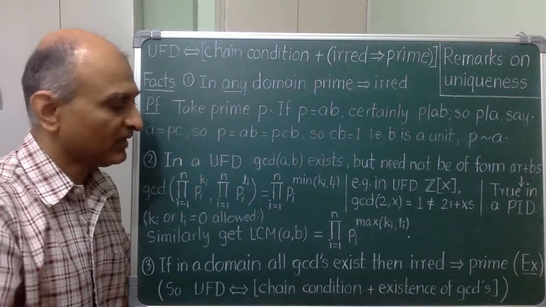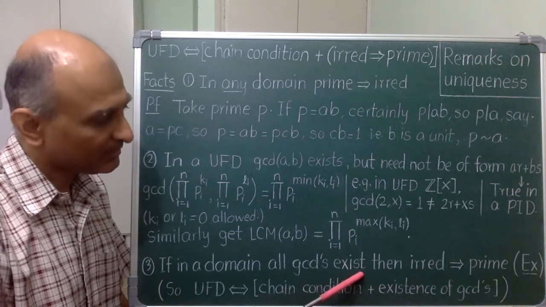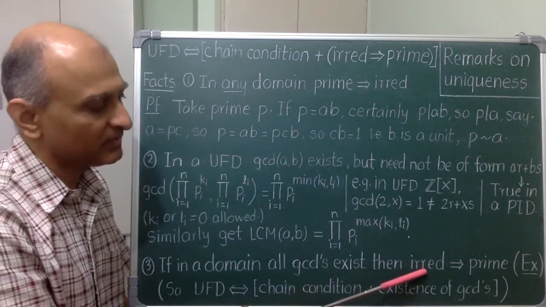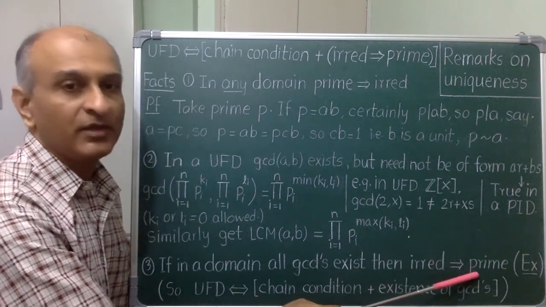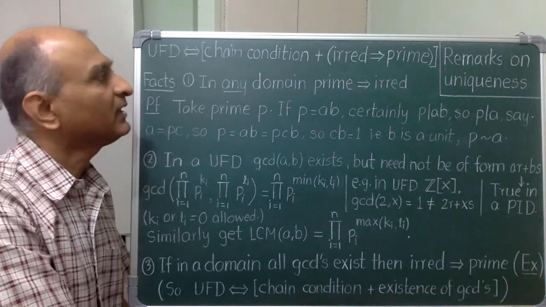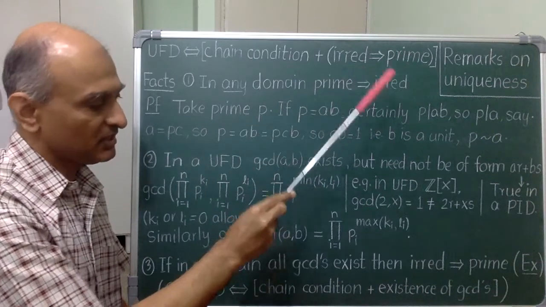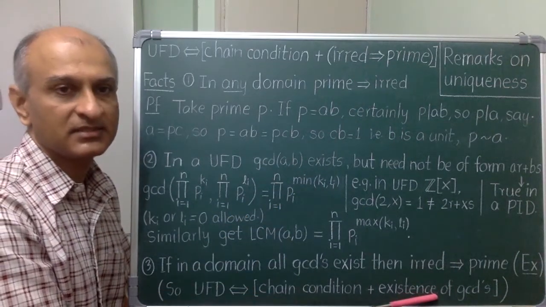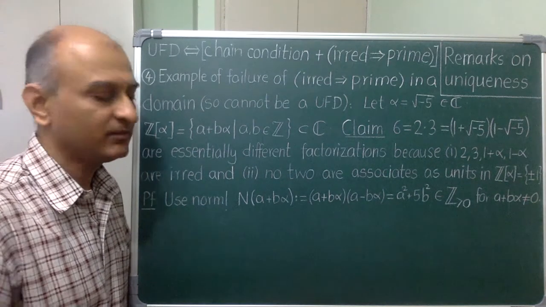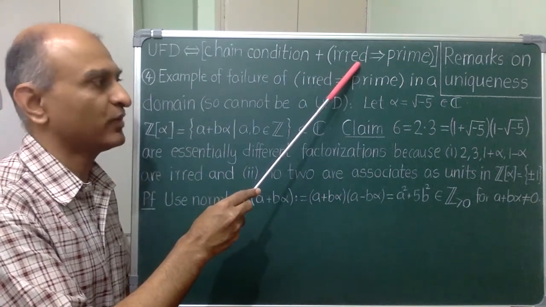Conversely, it is true that if in an integral domain all GCDs exist, then that implies the second condition, that is, every irreducible element must be prime. You can do this as an exercise, it is not very difficult. Therefore, in the characterization of UFDs, I can replace the second condition by the existence of GCDs. In the last remark, let's see a very interesting example of a domain where this second condition fails and therefore it is not a UFD.